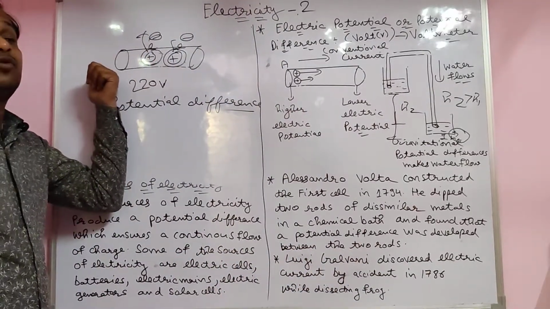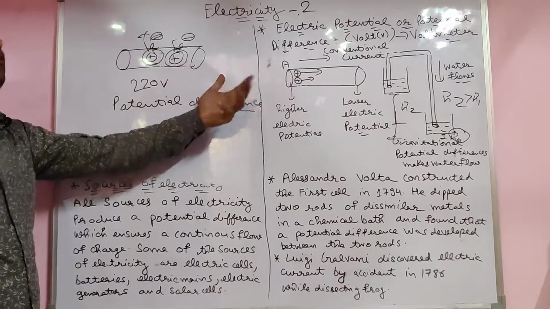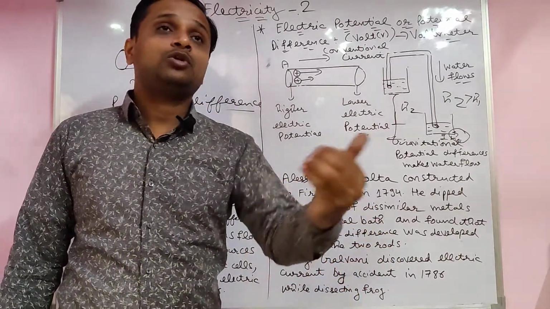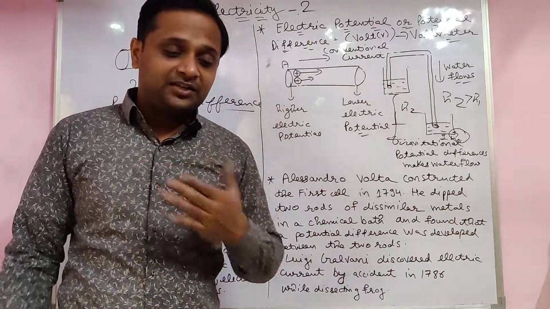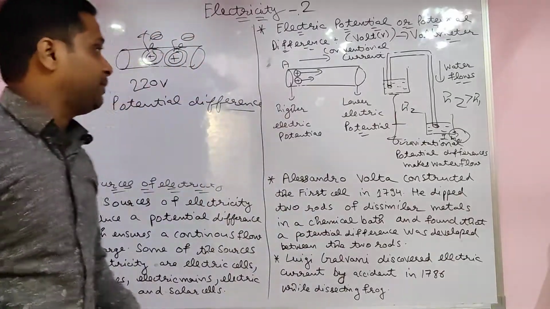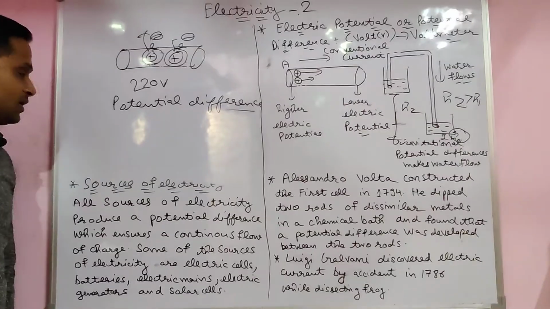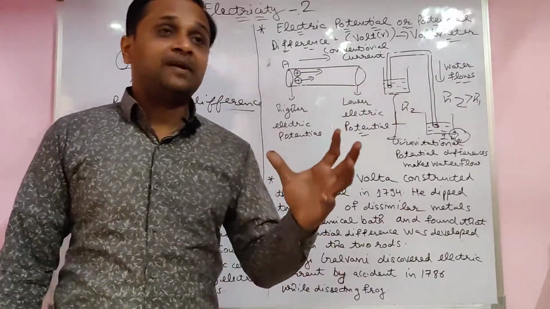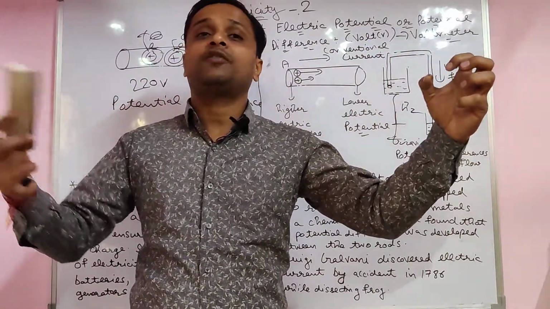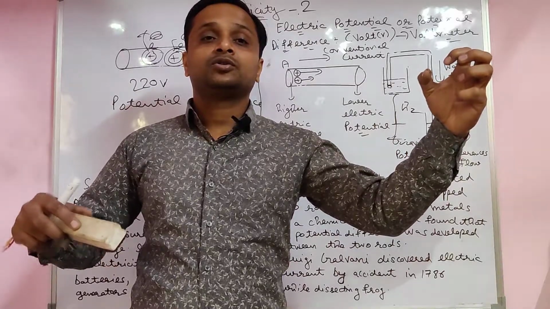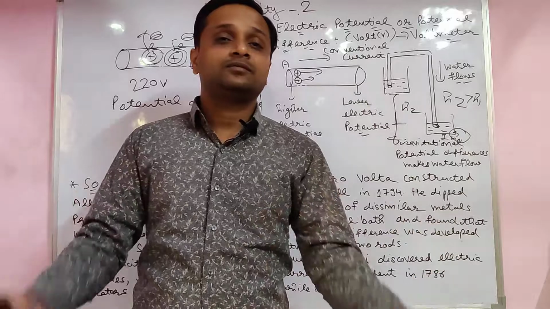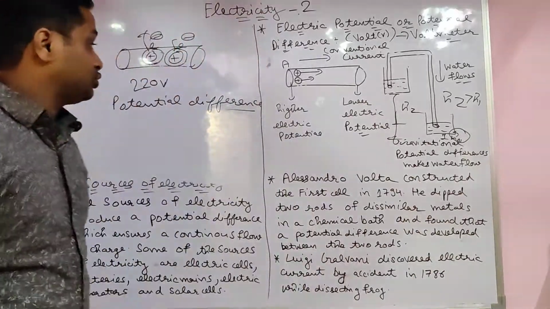The positive and negative move toward each other. When you apply the potential, then you are able to move the thing. If I have potential, then I am able to take the duster from one place to another place. Potential is a difference. For example, one person has 5 toffees, the other has 1 toffee. So that's why the fighting is there. If both have the same 5 toffees, no fighting is there.